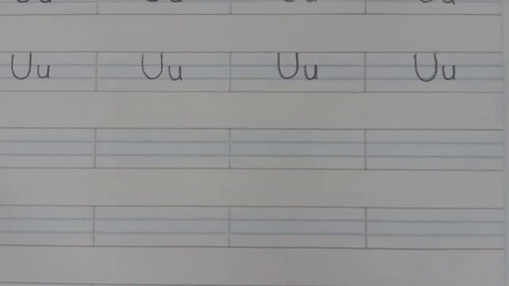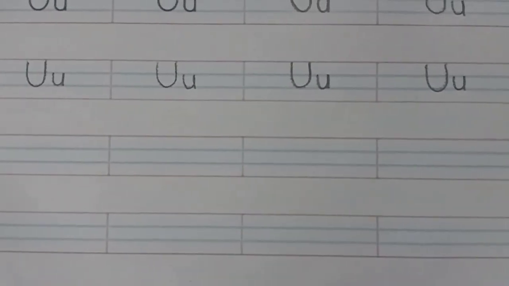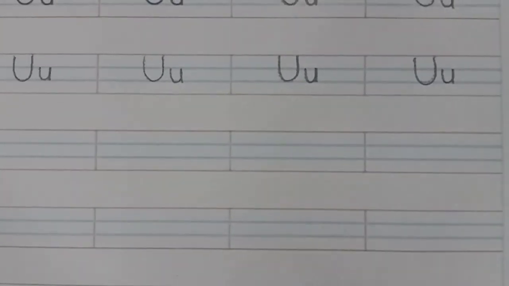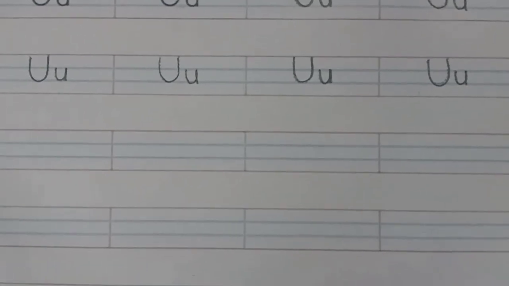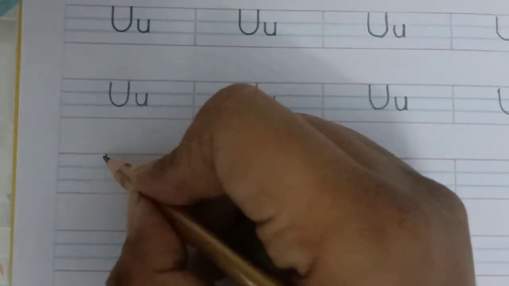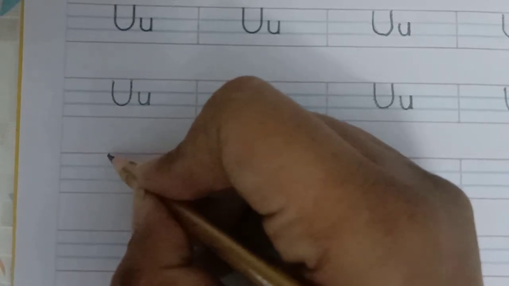Children, this way you will complete the tracing of alphabet U and then you will write alphabet U in the below given space. First we will write capital U.